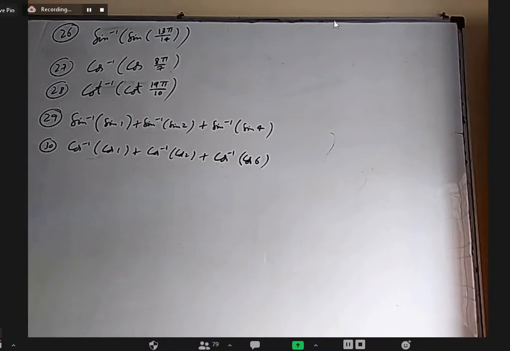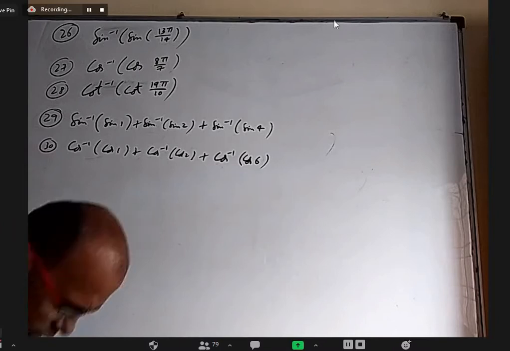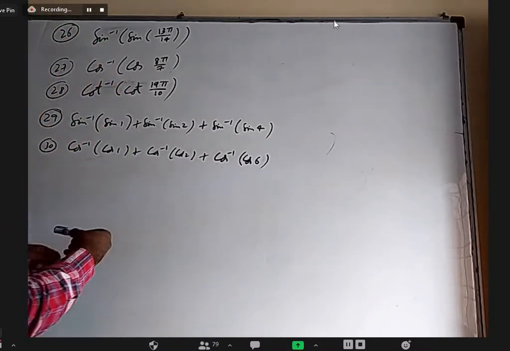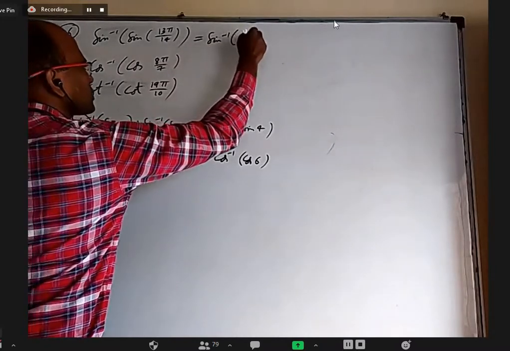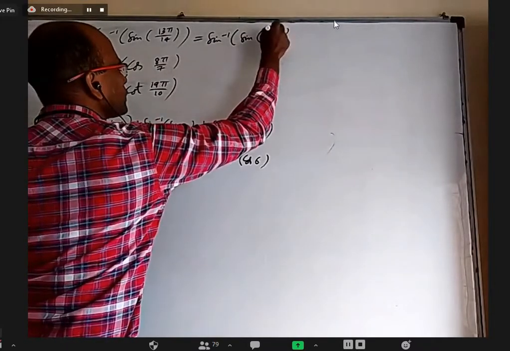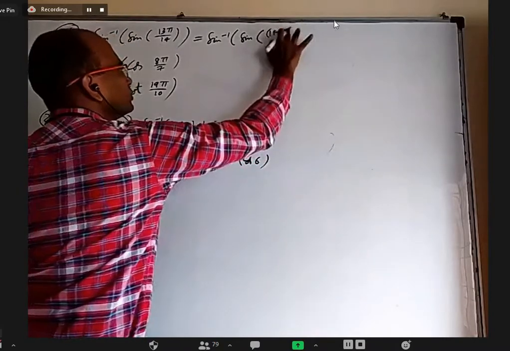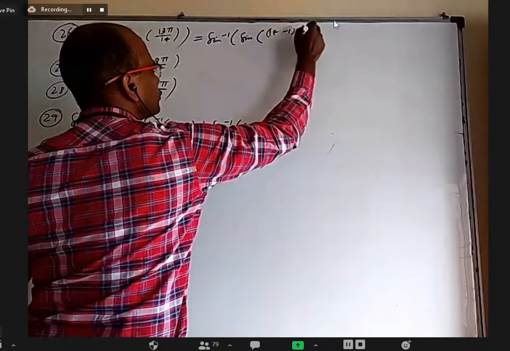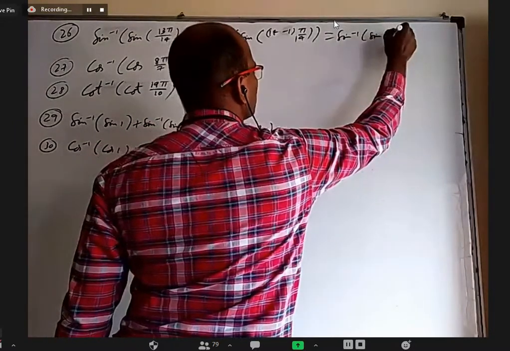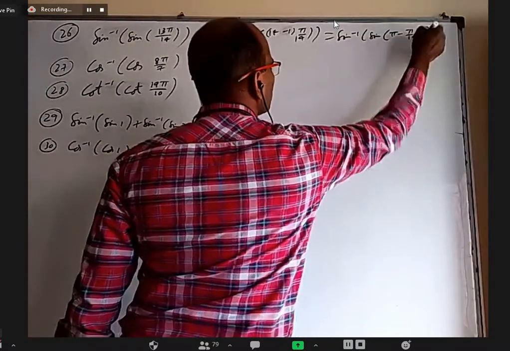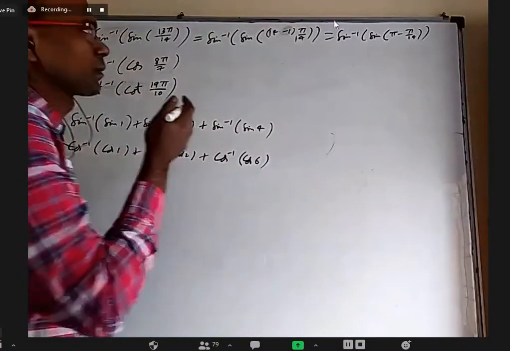Okay, 26. Sine inverse sine of 5 pi by 14. Anybody want to tell the answer? 5 pi by 14. Yes, you can write sine of pi minus 5 pi by 14. This is sine inverse sine of 14 minus 5 into pi by 14. Sir, the next one is 6 pi by 7, sir. 6 pi by 7. Okay.